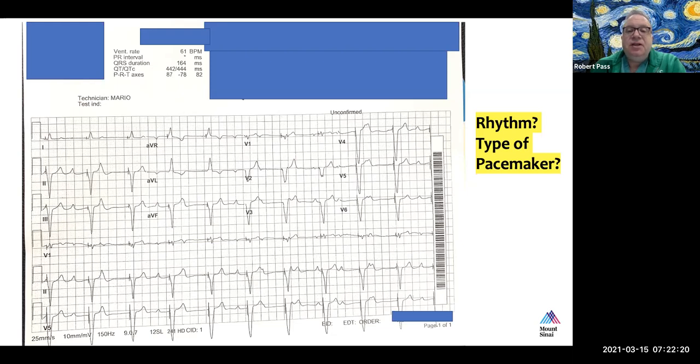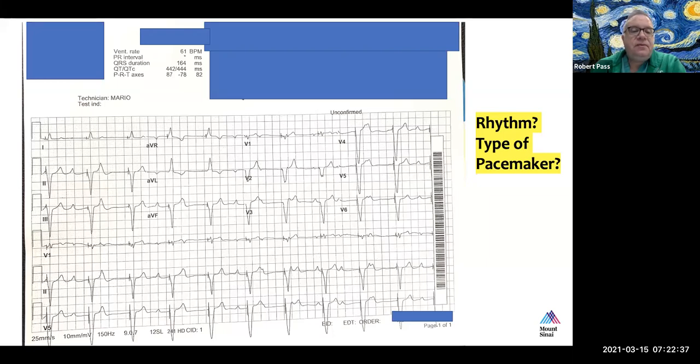A single ventricular pacing lead can be placed through a subxiphoid incision or through a small lateral thoracotomy, whereas a dual chamber pacemaker epicardially has to be placed through a sternotomy, midline sternotomy. So it's a much bigger operation.